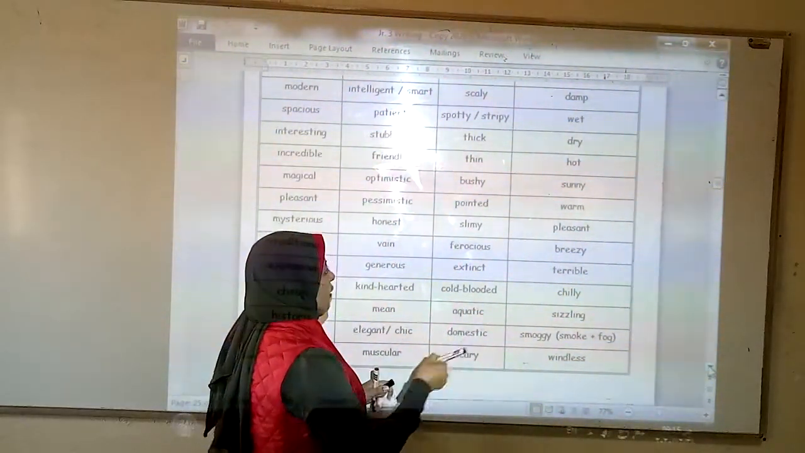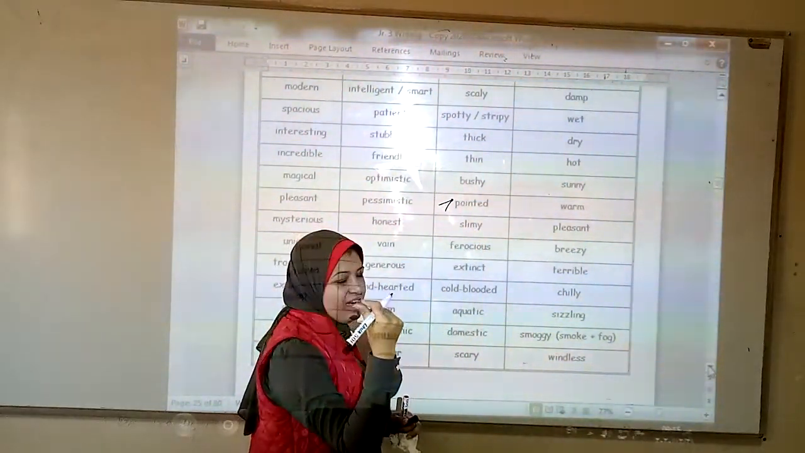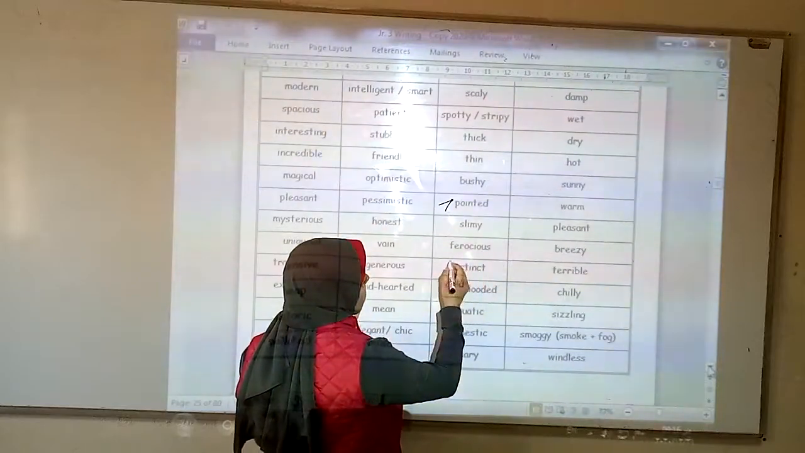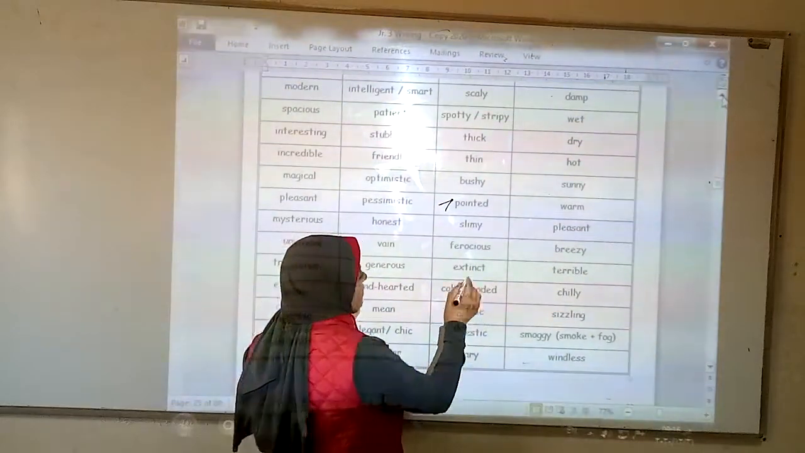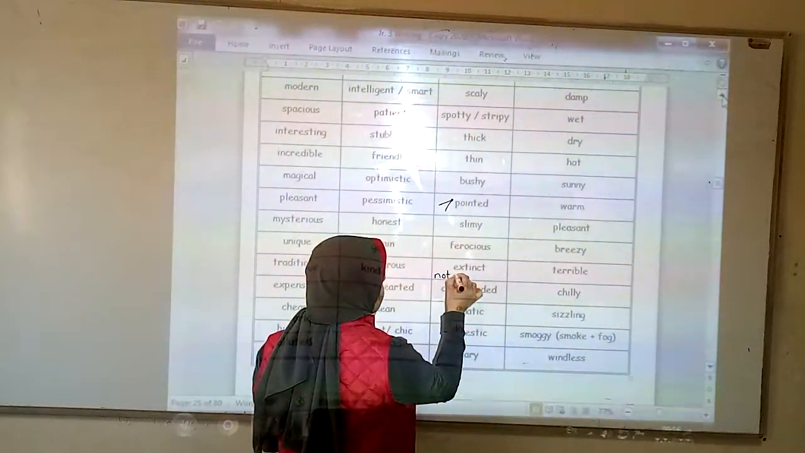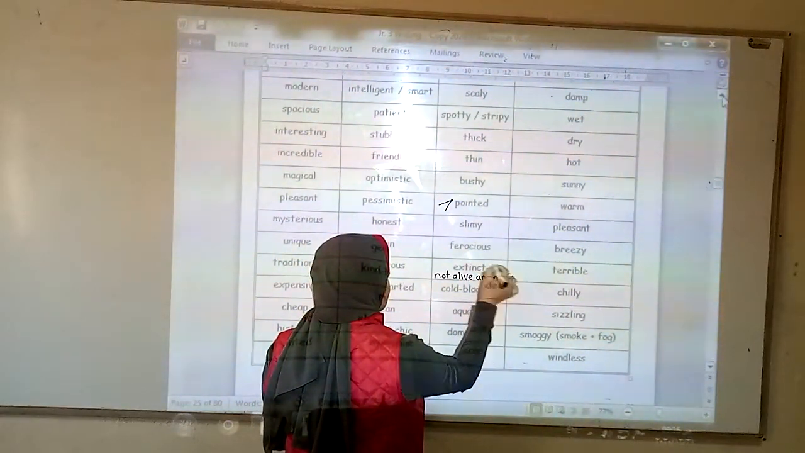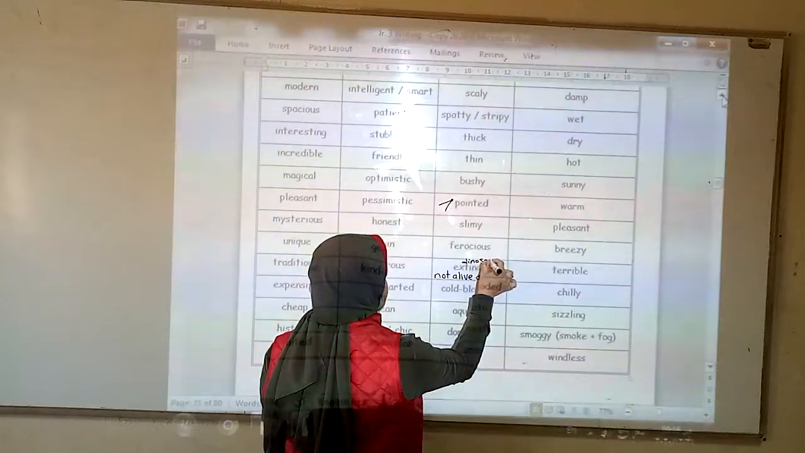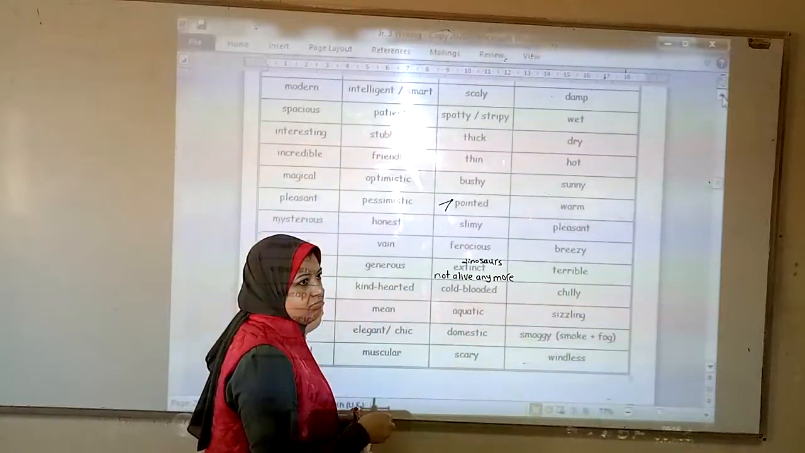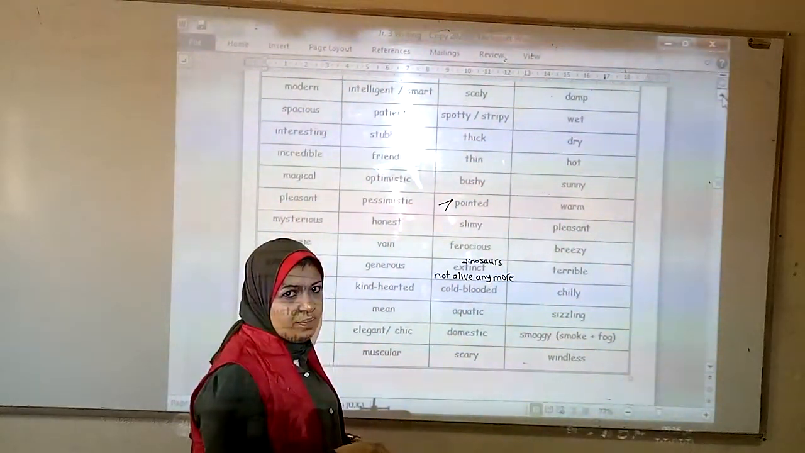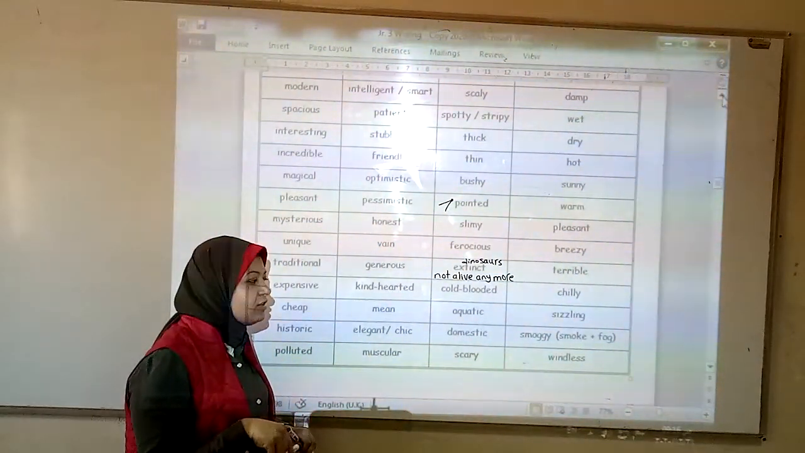Pointed, with a sharp ending point. Slimy, like a slime. Ferocious means very, very wild. Something ferocious, very dangerous. Extinct, not alive any more, like dinosaurs. Cold-blooded, like the zombies. You know the zombies? They are cold-blooded because they are dead and they woke up again.